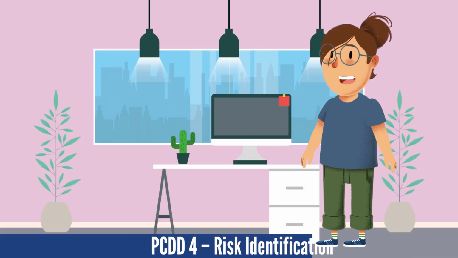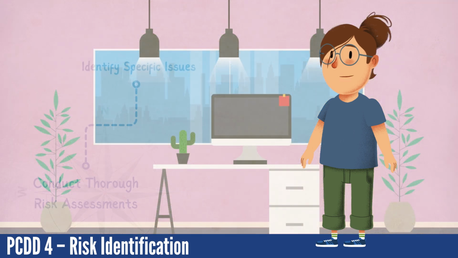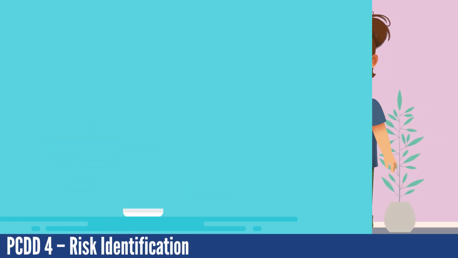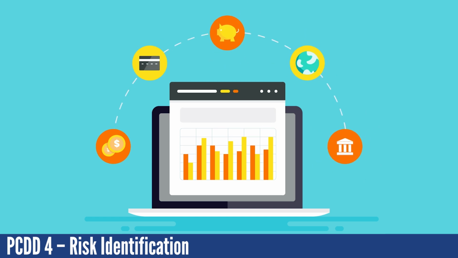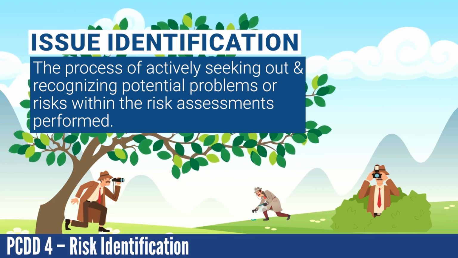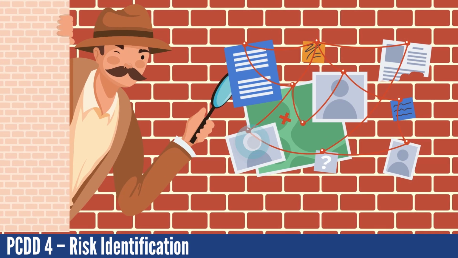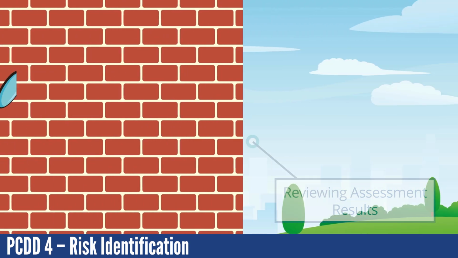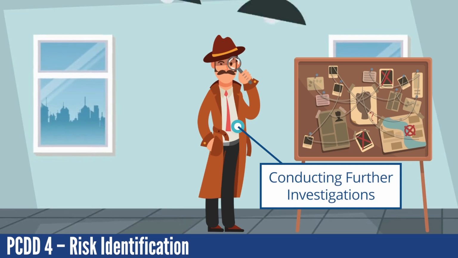After conducting thorough risk assessments, as noted in Section 3 of Pre-Contract Due Diligence, the next step is to identify specific issues or risks that may exist within your third-party relationships. These issues could range from regulatory noncompliance to operational inefficiencies or security vulnerabilities. Issue identification is the process of actively seeking out and recognizing potential problems or risks within the risk assessments performed. This can involve reviewing assessment results, analyzing performance data, and conducting further investigations if needed.